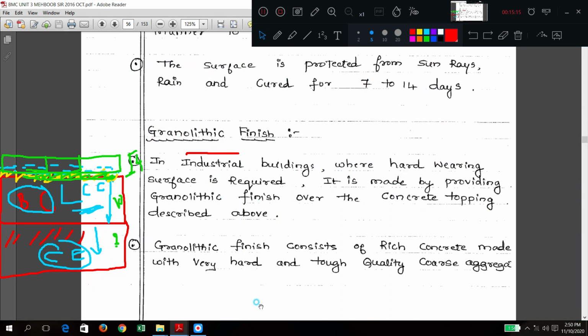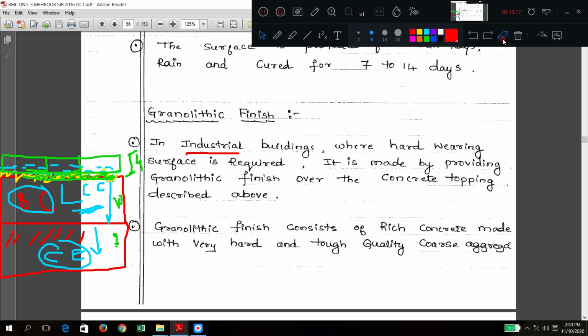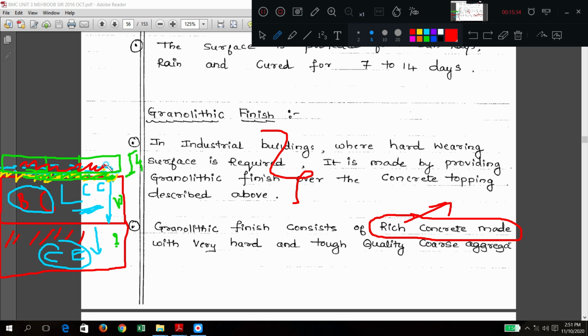Go to this diagram. Okay, what is there? Granolithic finish. So what extra are they giving? Everything will be the same, that is written here. Here, rich concrete is there. Whatever you are using now, it will be very strong, rich cement concrete. Apart from that, you are adding what? Tough aggregates. You are adding very tough aggregates.